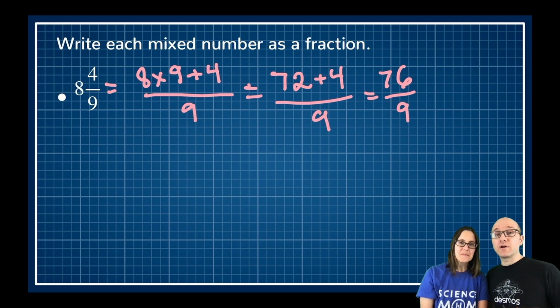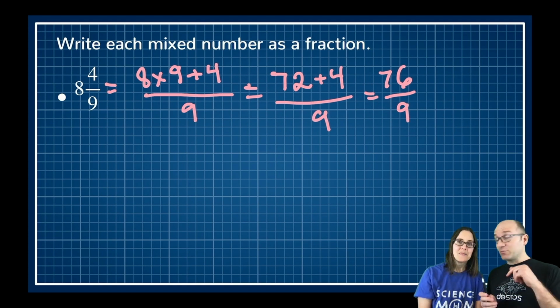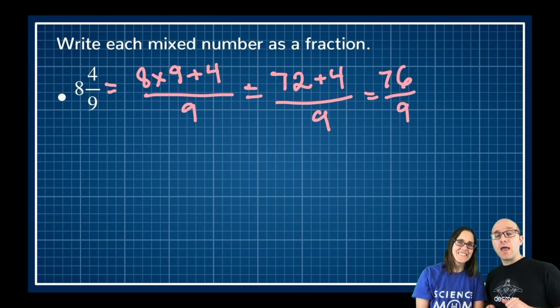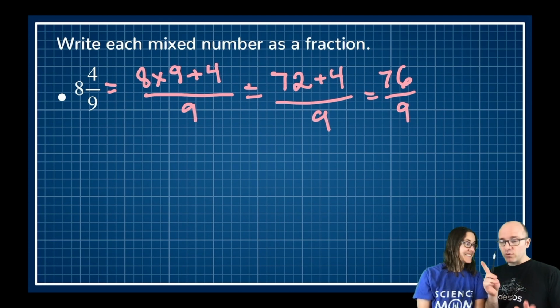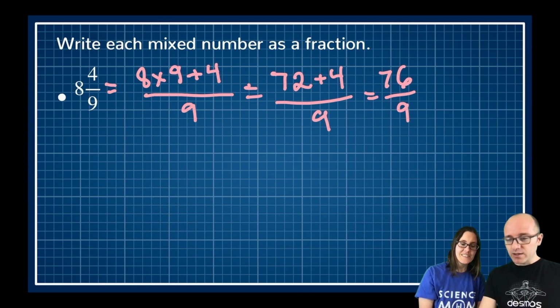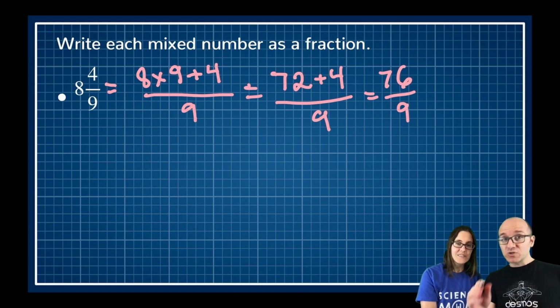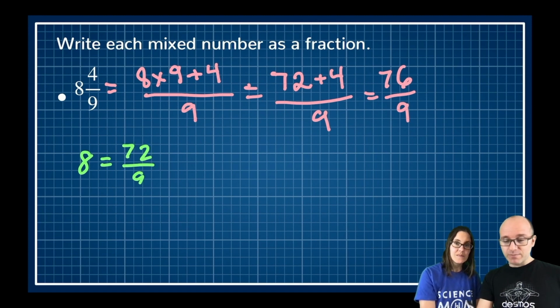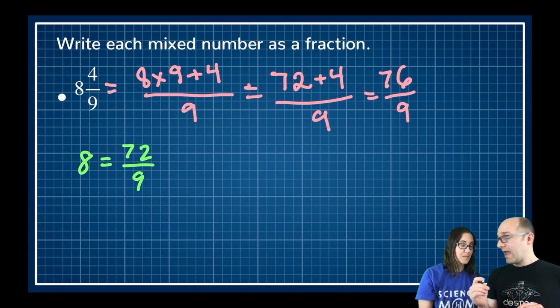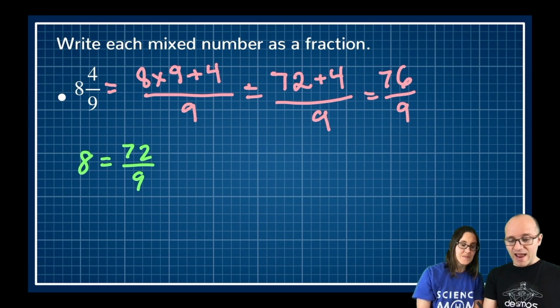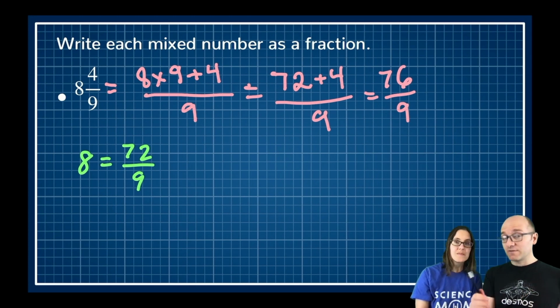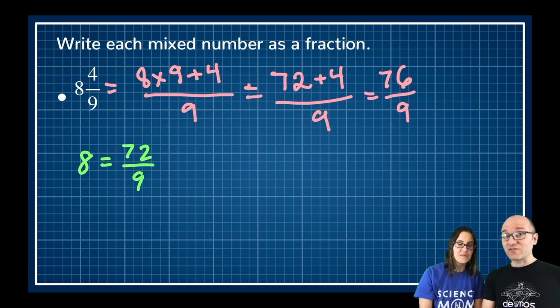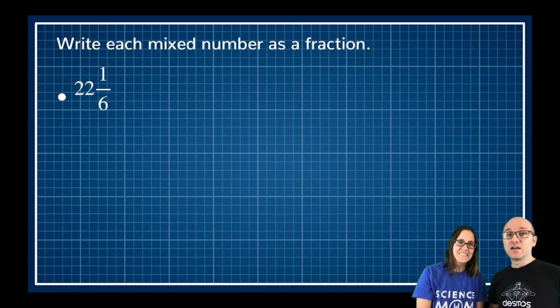So we're able to convert a mixed number to a fraction. We're able to convert in both directions now. And I just wanted to remind everyone one more time what is going on here. It's not magic. We're just following the procedure. We're writing the number 8 as 72 divided by 9. And then we're adding that to 4/9. So 72/9 plus 4/9 would be 76/9.